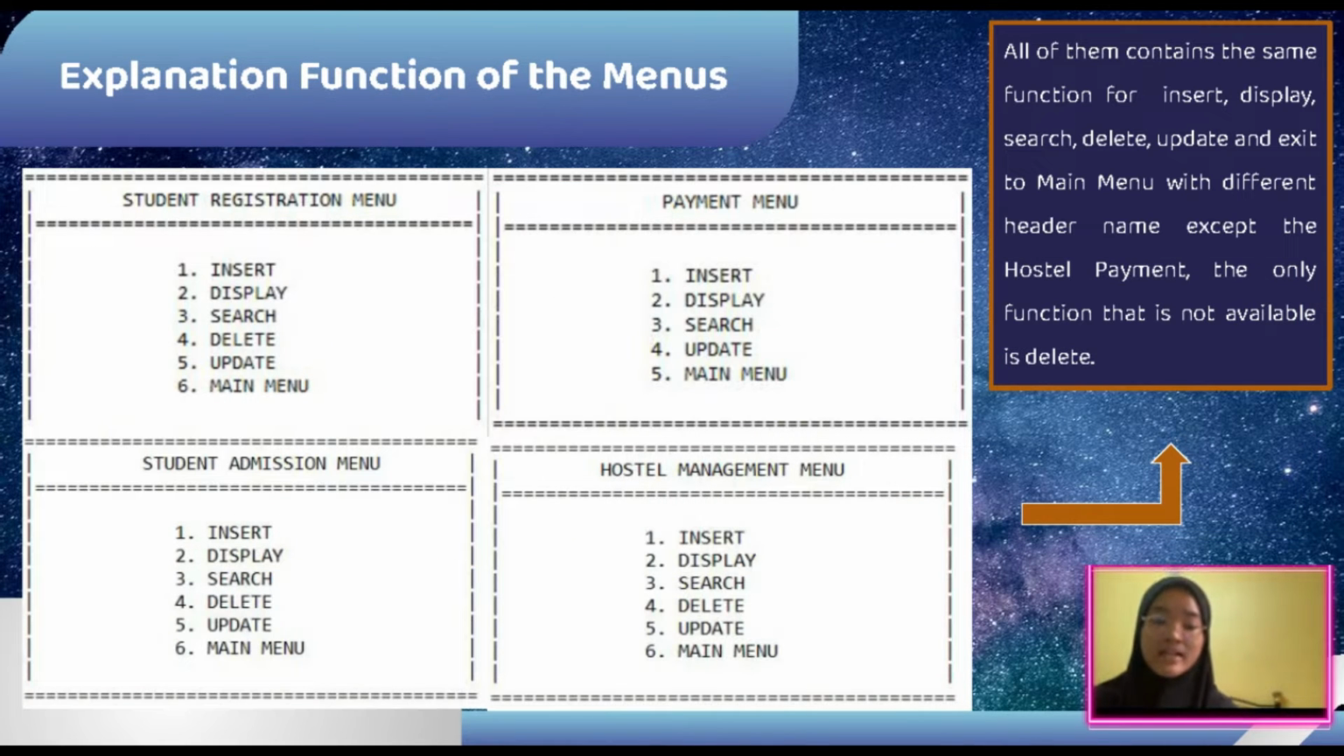In the next slide, it shows the menus of the registration tasks that I have mentioned before. All of them contain the same functions, which are insert, display, search, delete, update, and exit to the main menu, with different hidden names, except the hostel payment. The only function that is not available is delete.